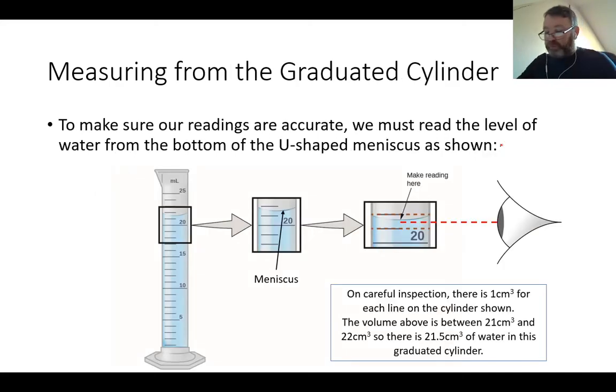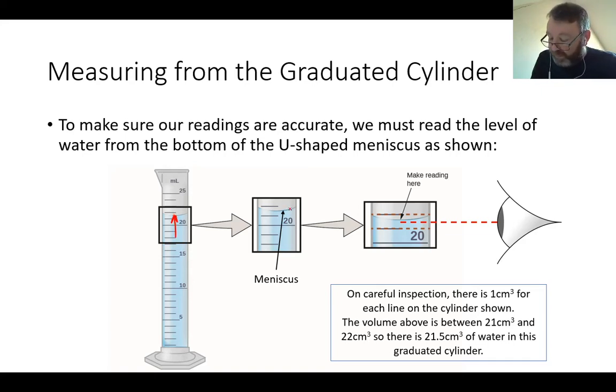Now, this is what I spoke about earlier on. When you are measuring from the graduated cylinder, when you're reading from the graduated cylinder, you have to read from the bottom of this U-shape. Do you see that? Because when you put water into any glass object, it kind of goes into a U-shape. Yeah, the glass pulls the water upwards. So the edges would never give you the true reading. The true reading is always taken from the center.